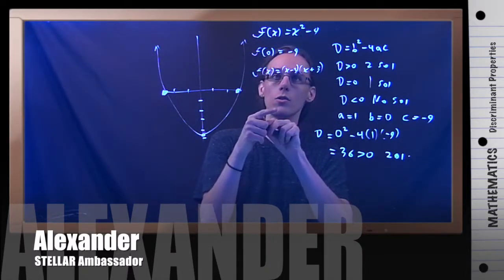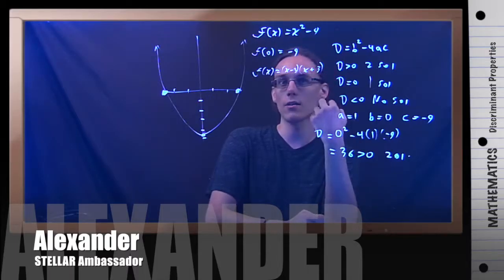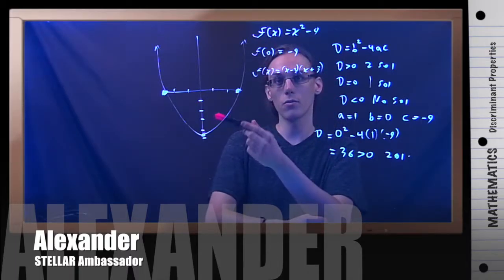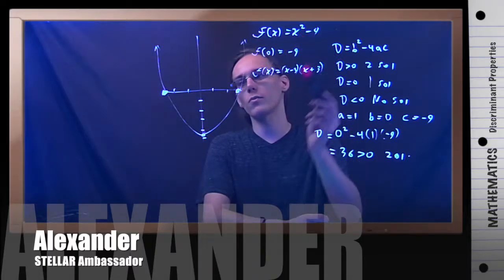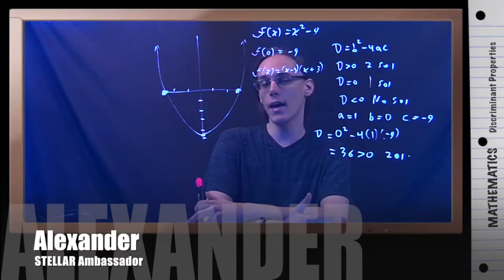So there we go. Using the discriminant on this function tells us that it has two solutions for when it equals 0, and then just inspecting the function, we're able to graph it and verify that. And that is this example.